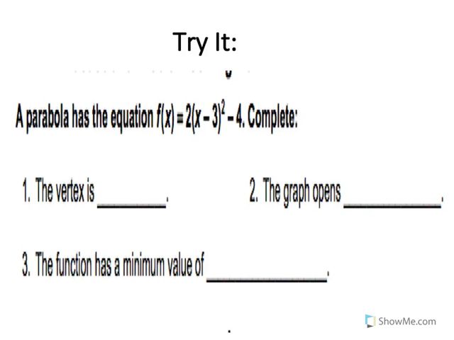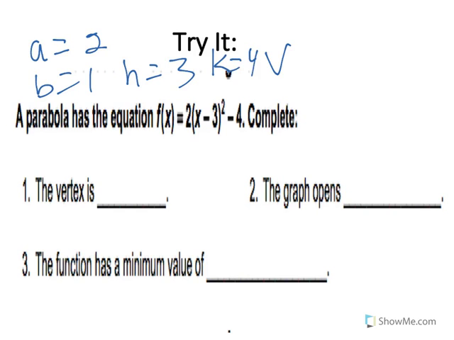Right. So here we're given the function for a parabola f of x equal to 2 times the coordinate of x minus 3, coordinate squared minus 4. We will complete this. So this is going back to our previous lesson. So the vertex here is, well, first let's do our parameters. So then a is 2, b is 1, h is 3, and k is negative 4, right? So the vertex is h and k, so then it is 3, negative 4.